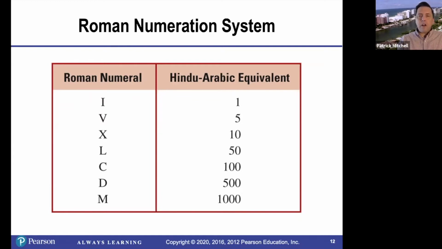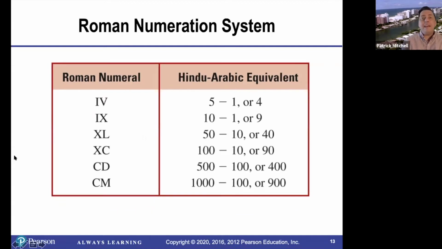For example, we're going to do one example that involves 5,000. So if you want to write 5,000, what you can do is take the symbol for 5 and then just put a bar over it. So putting a bar over a symbol multiplies it by 1,000.